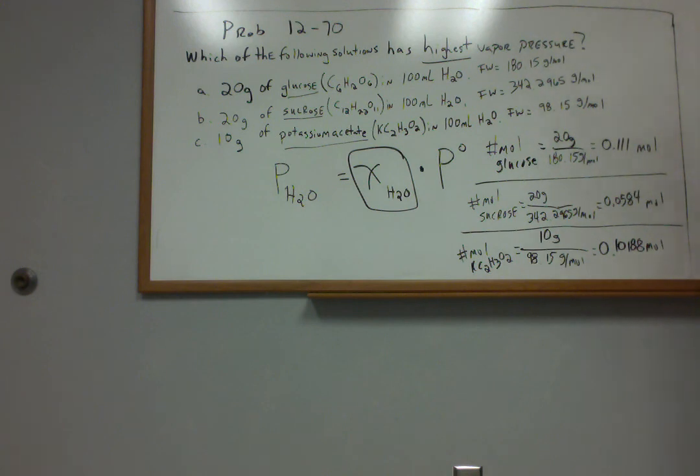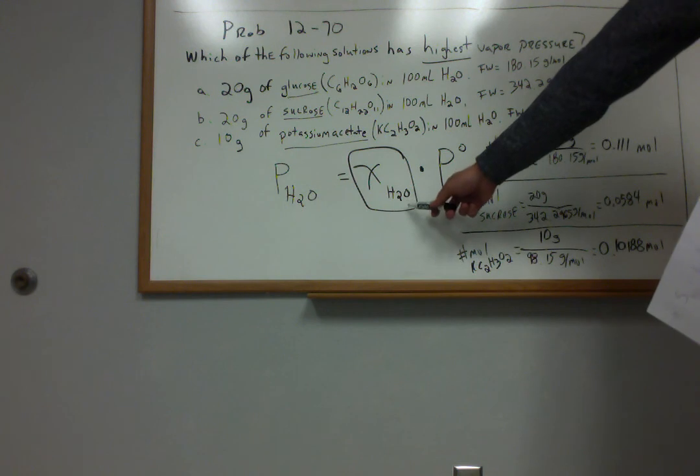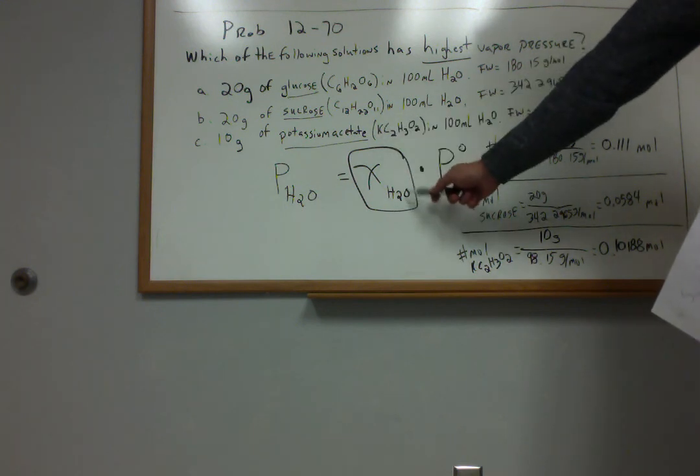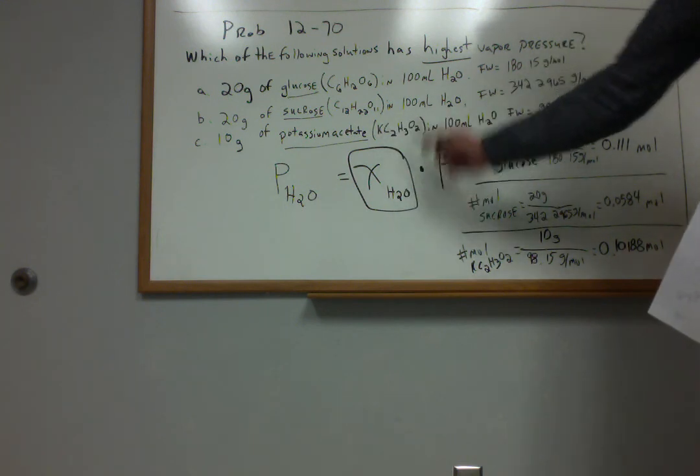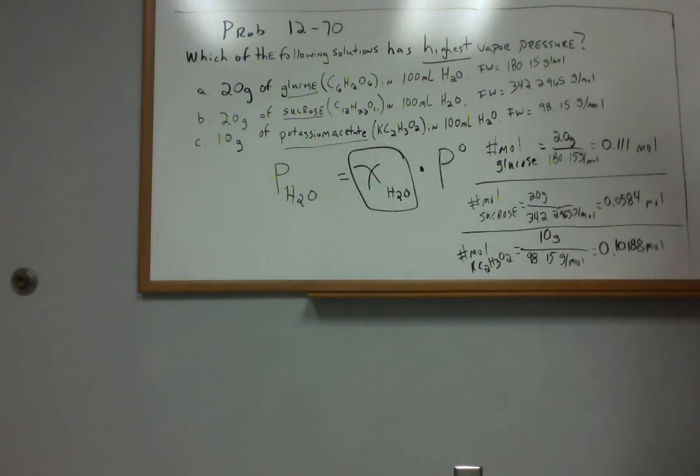So I've now successfully completed the calculation of how many moles of each material I've got for solutions A through C. Now, you might say, okay, I understand the calculation, but why is that of significance? Well, remember, what we want to do is figure out which solution has the highest mole fraction of water, because that's the one that's going to have the highest vapor pressure as well.